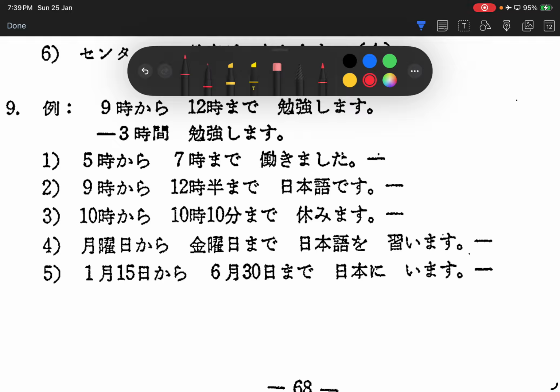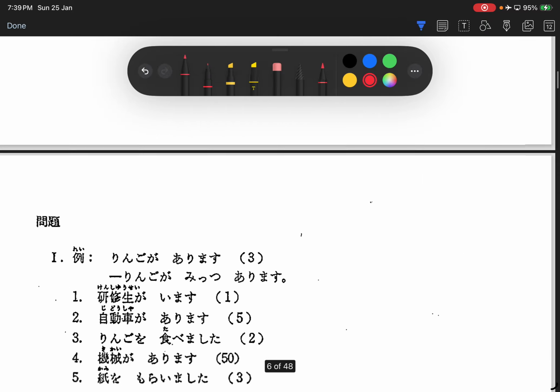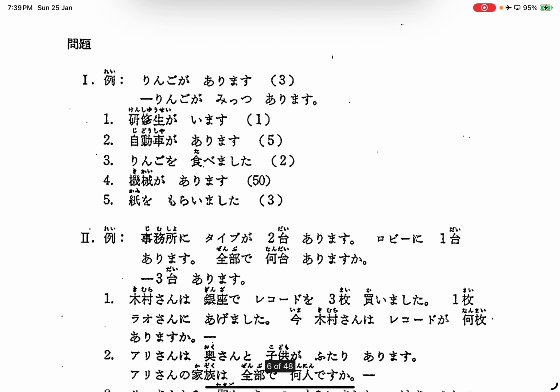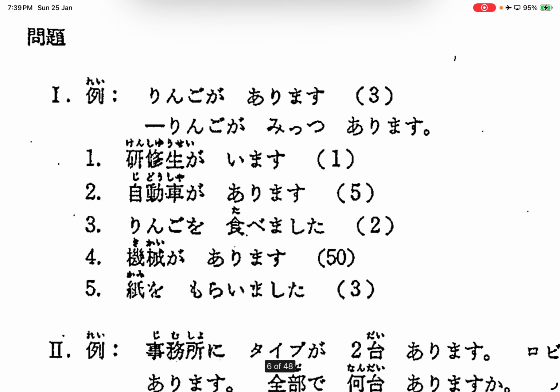So far so good. Any questions with this? Any problem? No questions. Wow, this class is good. Okay, we'll go on to the next page, which is the mondai. So number 1, we have リンゴがあります in bracket 3. So I'm supposed to say 3つあります。 Number 1, can you say one person?